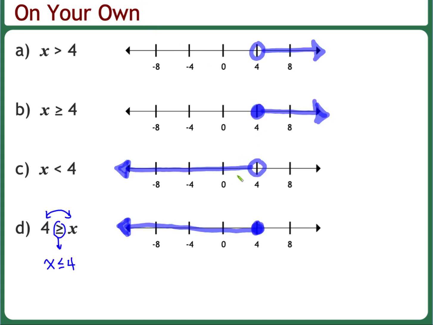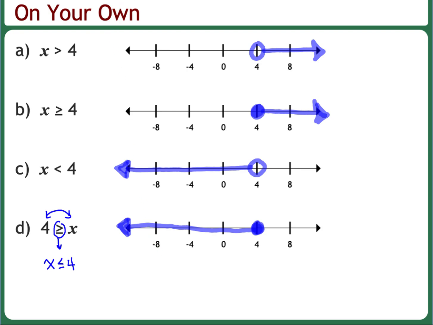All right, and there we go. So again, anytime there's not an equal bar, we have an open circle. Anytime there is an equal bar, we have a closed circle. And then for D here, flipping the variable to the left, we also have to flip the inequality. And there you have the graphs.